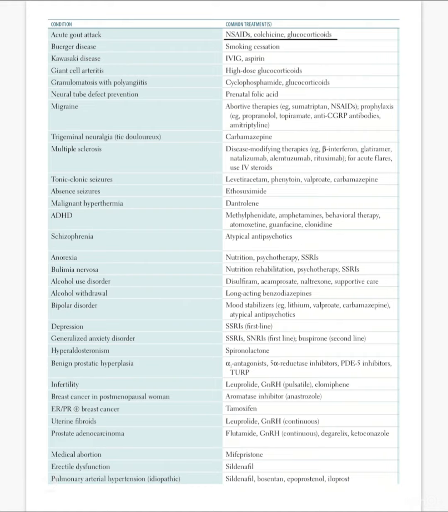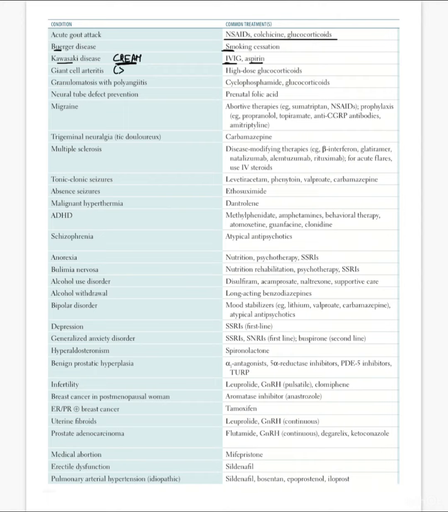Okay, then Buerger's disease, guys. This Buerger's disease is basically a vasculitis, guys. This vasculitis is basically narrowing of the vessels. It is associated with smoking, so smoking cessation is very important. Kawasaki disease, a disease that follows the CRASH criteria, guys, which we have already discussed last time, guys. Cervical lymphadenopathy, rash, edema, and other things, guys. Okay, so we can give intravenous immunoglobulin plus aspirin.